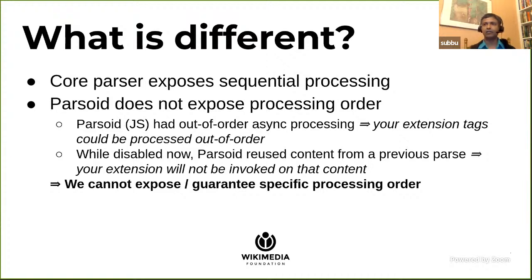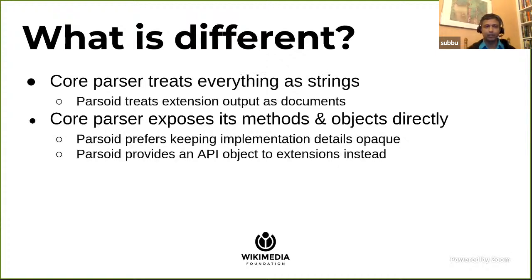And secondly, while this has been disabled now, Parsoid also, as a performance optimization, used to reuse content from a previous parse. So what this means is when that content is reused and this content came from an extension, this means that your extension will not be invoked on that content. So what together this means is that Parsoid will not and cannot expose the specific processing order. This also has implications for extensions.